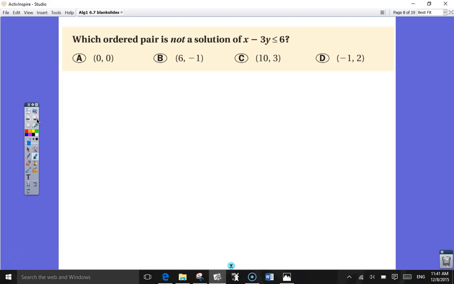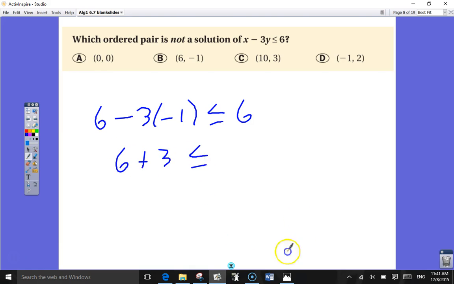Does number 1 solve it? Does 0, 0? If I say 0 minus 0 is less than or equal to 6, is that true? Yeah, that's good. How about 6 minus 3 times negative 1 is less than or equal to 6. Is that true? That's 6 plus 3, less than or equal to 6. Is that true? No, that's not true. So that is not a solution. B is not a solution.